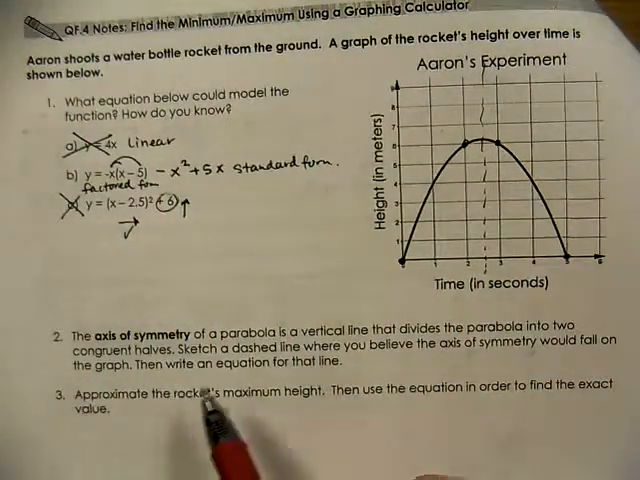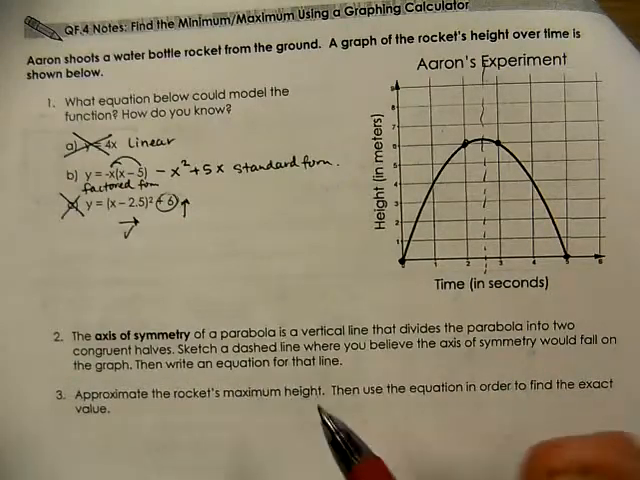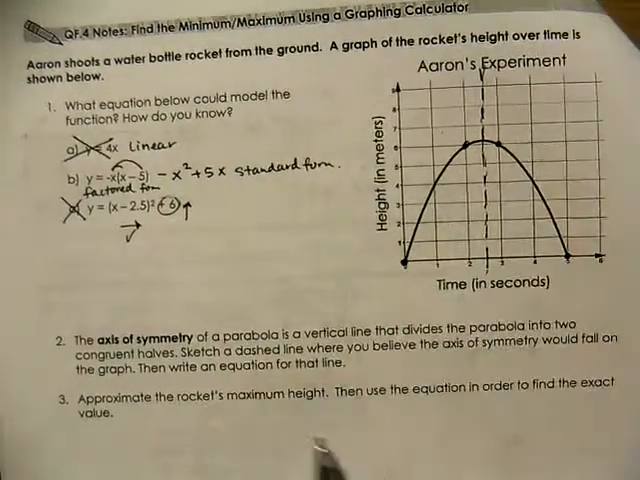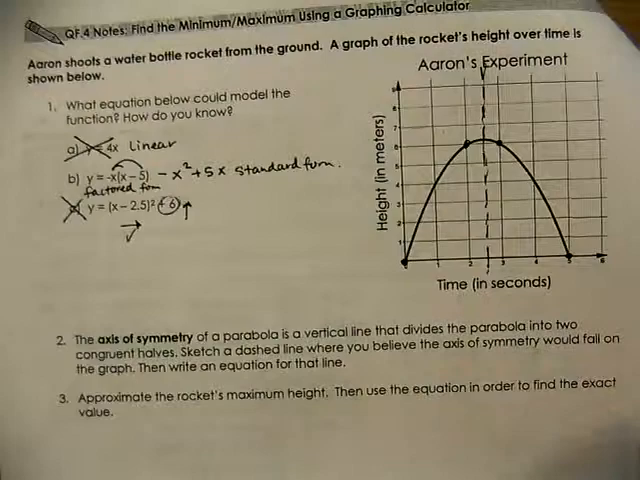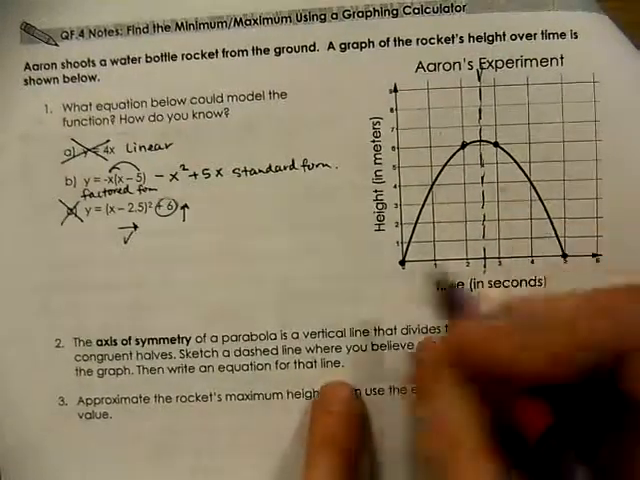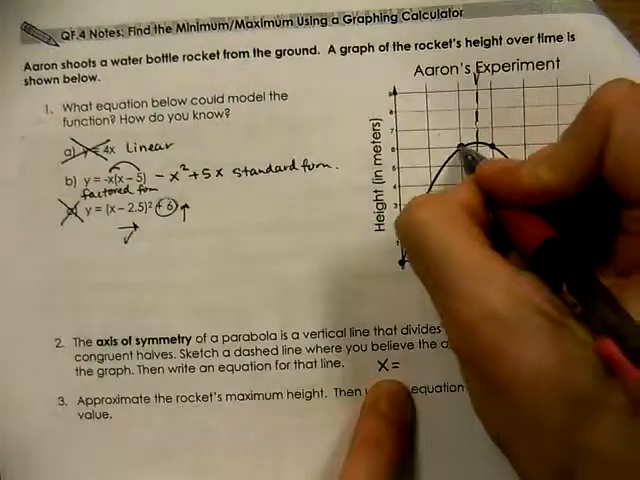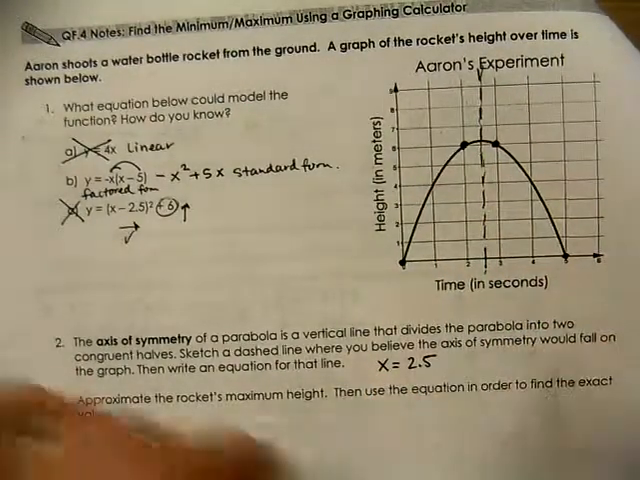All right, so then number 2 says the axis of symmetry of a parabola is a vertical line that divides the parabola into 2 congruent halves. I actually kind of already drew it in right here. It says sketch a dashed line where we believe the axis of symmetry would fall on the graph, which I did, and then write an equation for that line. So because it's a vertical line, I know it's x equals, and we're between 2 and 3, exactly 2 and exactly 3, so exactly in the middle would be 2.5, right?